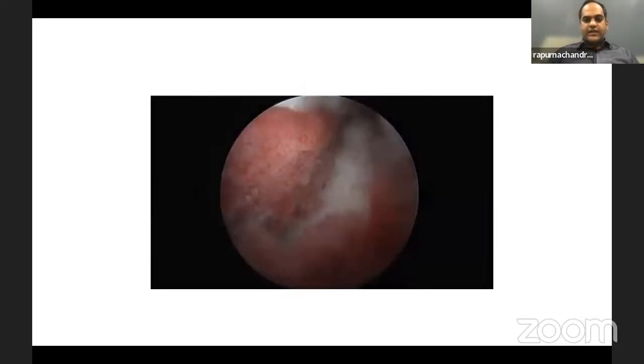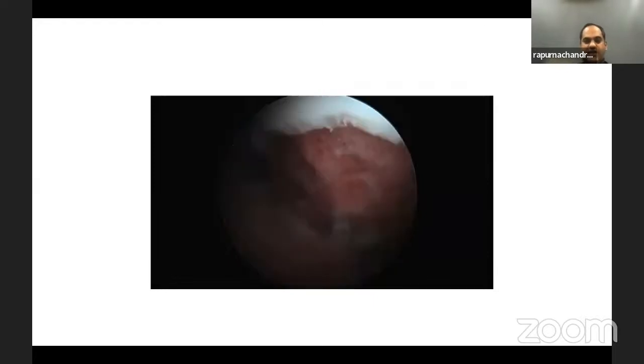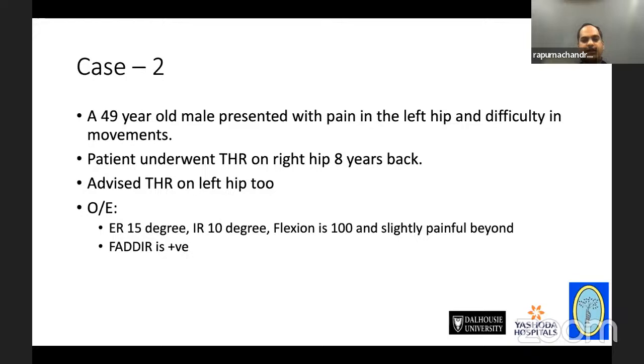So these are the final images. This is my first case. Now the patient is around 1.5 years post-op. The patient is doing quite good, quite happy with the progress. We are planning for a second hip in another couple of months. So this is my second case.